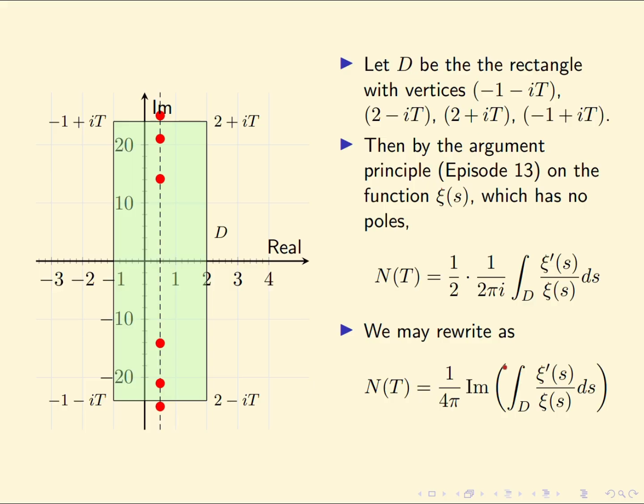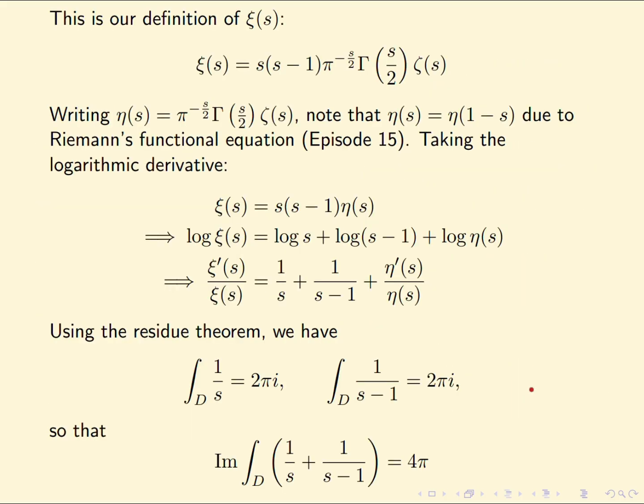Okay, so now we're going to try to figure out what this integral is. So here's the definition of the Riemann xi function. Some people use a 1/2 in front, but the book I'm following by Aleksandar Ivić does not do this. So we're going to define xi of s equals s times s minus 1 times pi to the minus s over 2, gamma of s over 2 times zeta of s.